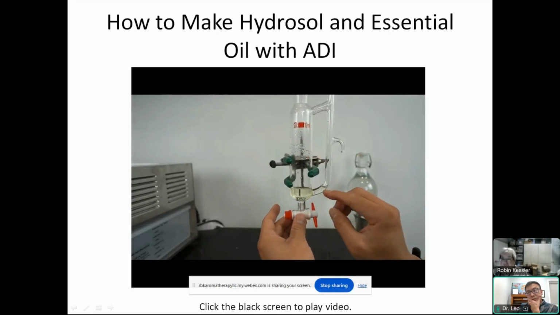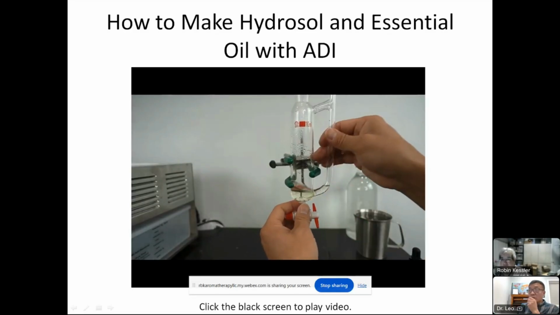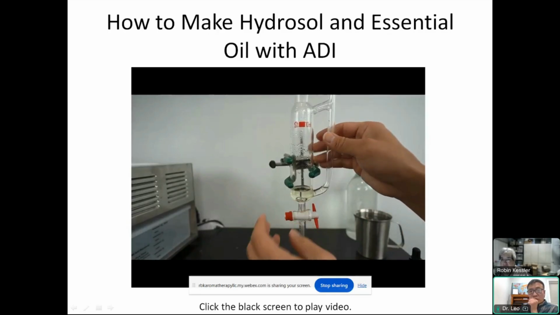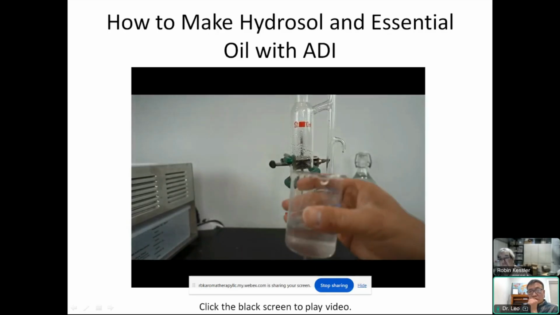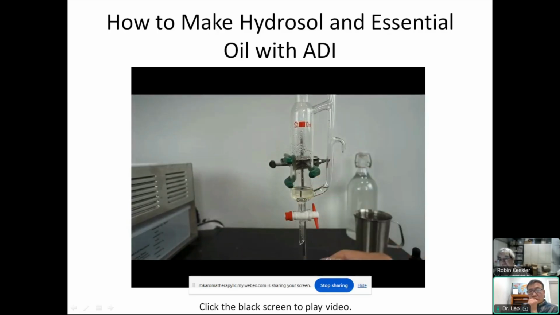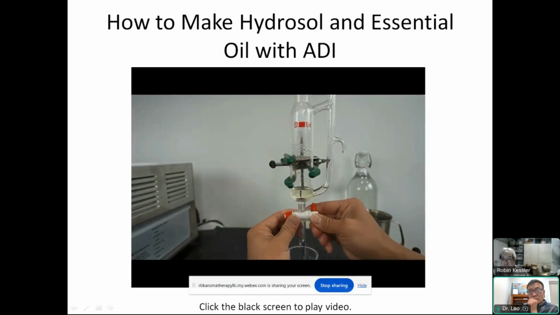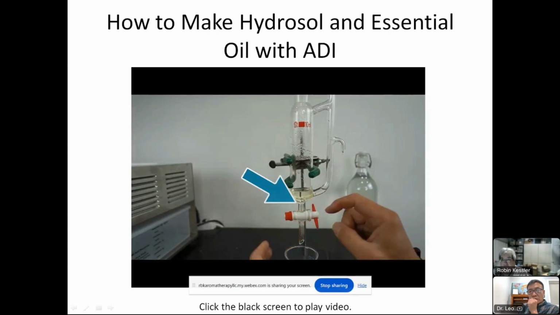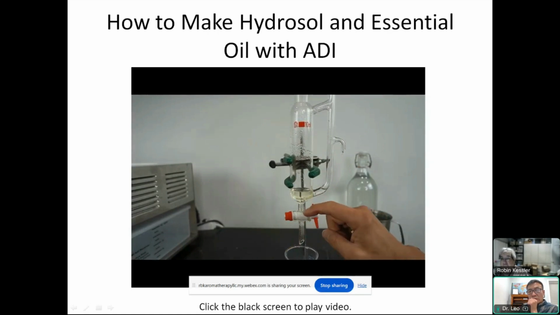Some of them can be left here, just shaking it. Just be careful, you don't want to knock down your bottle. Just take away the bottle before you shake it. And then just keep draining it until the oil touches the line.